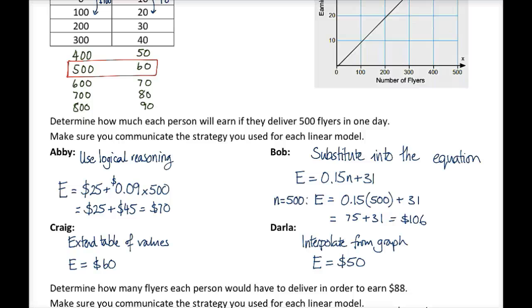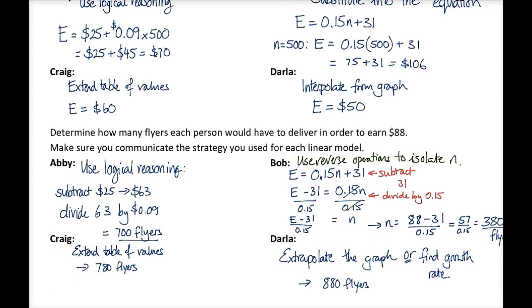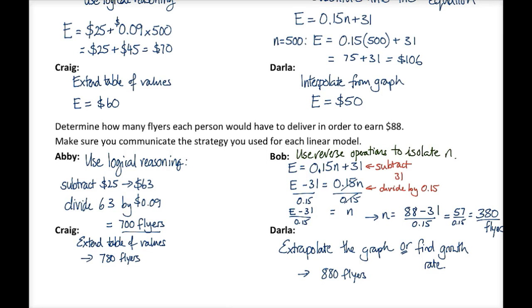What's a bit more complicated is finding the value of the independent variable, or at least it is for the equation method. So let's take a look at that. In the second part of this problem, what we're told is that now we're to assume that the amount of earnings is $88. So how, using these 4 different representations, would we figure out how many flyers would need to be delivered to make $88 in earnings?